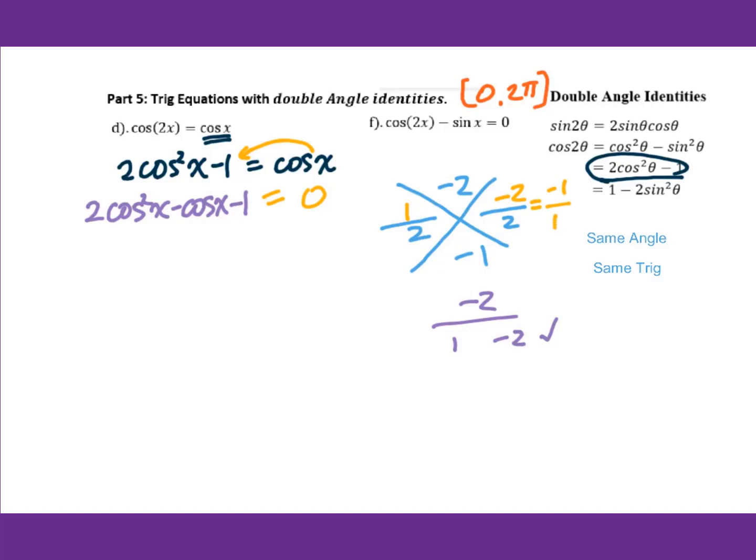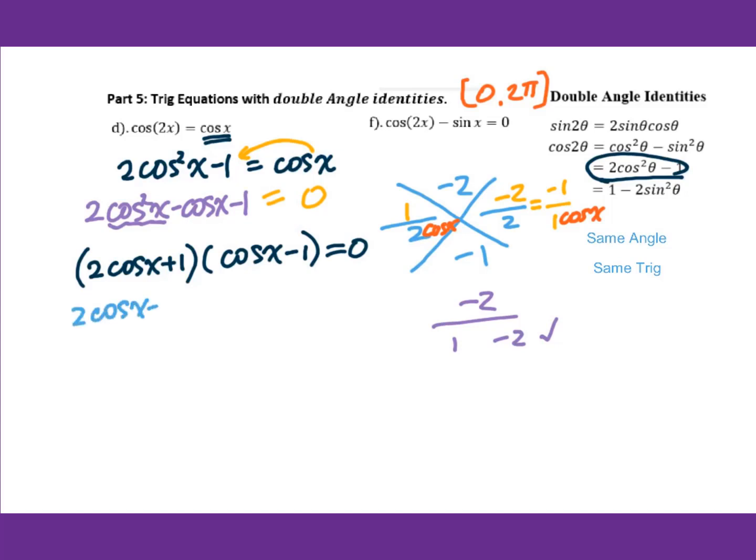Then check the variable. For the variable, we have cosine x. So we write down cosine x, cosine x. We do bottom up. You will get 2 cosine x plus 1 times cosine x minus 1 equal to 0. Therefore, we set up 2 cosine x plus 1 equal to 0, and also cosine x minus 1 equal to 0.